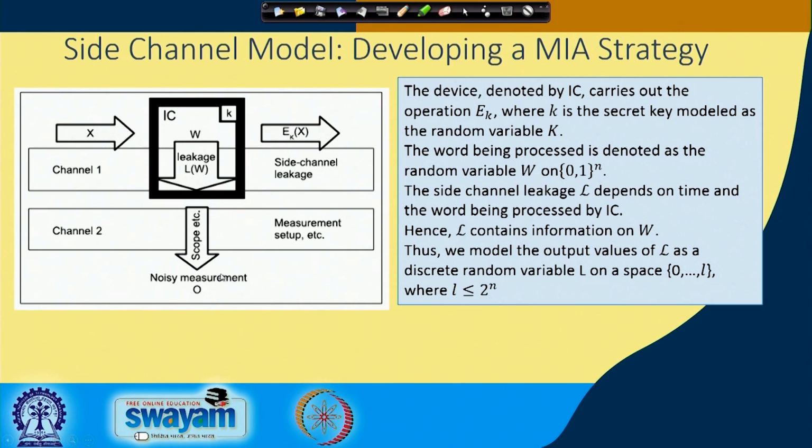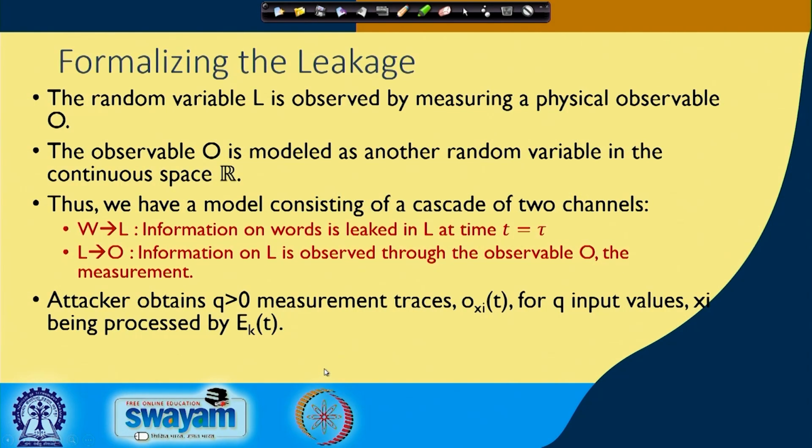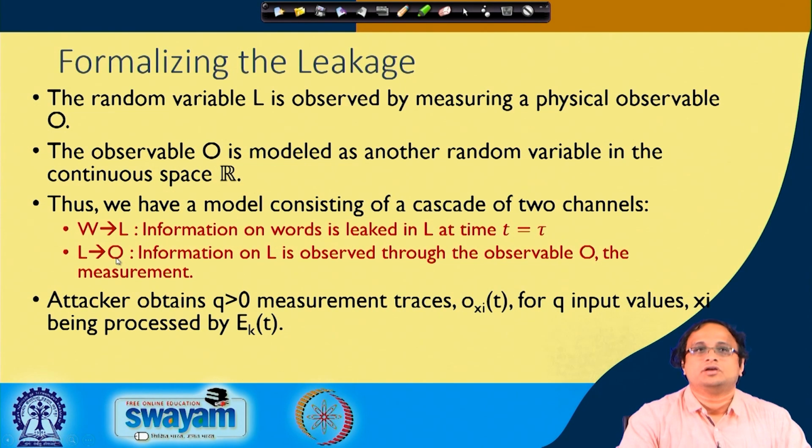And you also have an observed measurement which you are essentially measuring. So, you can formalize these two channels in this way. The random variable L is observed by measuring a physical observable O. So, there is a random variable L which is the actual leakage, but you as an attacker are not able to observe that actual leakage, but you are getting a modified version of that. So, you are basically getting something like O. This is denoted by this channel, where rather than observing L you are observing O as an attacker. But as an attacker, if you can make a guess on W, you can estimate the leakage L at some specific chosen time, say tau.